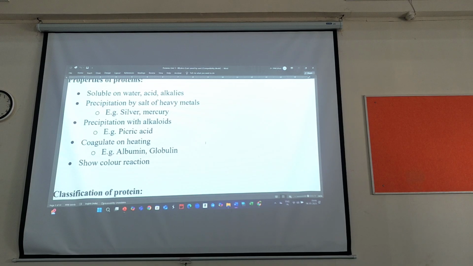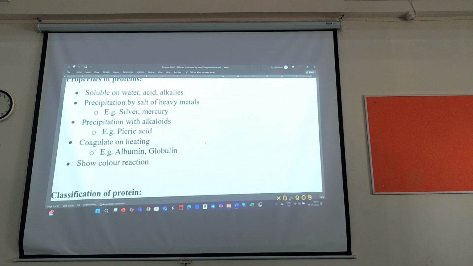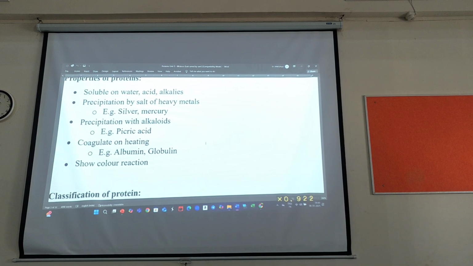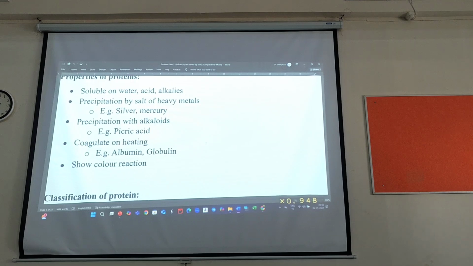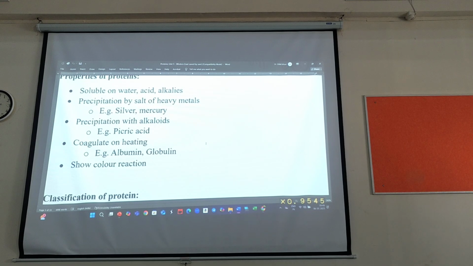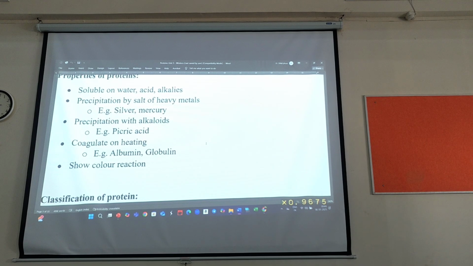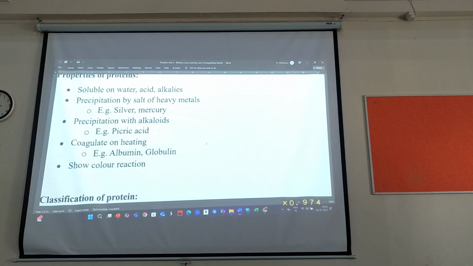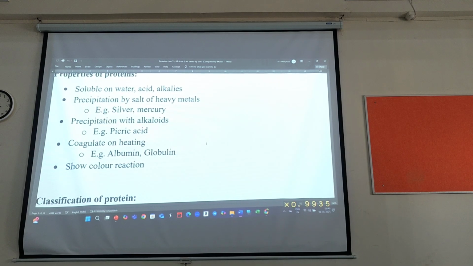Precipitation, everybody knows, right? It precipitates by salts of the heavy metals, for example silver and mercury. It can react with silver and mercury and form a precipitate, PPT. Then precipitation with alkaloids also. It can react with picric acids.